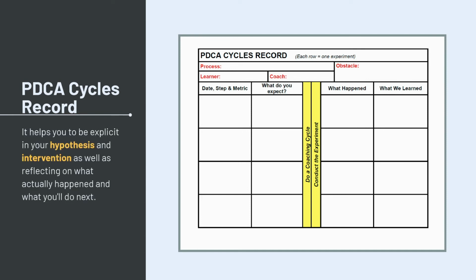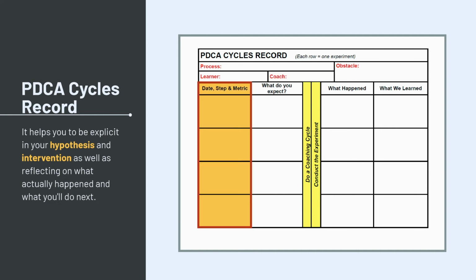It helps you to be explicit in your hypothesis and intervention, being really clear about what you're going to do and what you think will happen as a result, as well as then reflecting on what actually happened and what you'll do next. The process will be easier to manage if you can scope down your experiments to be something small, manageable, and measurable. As you can see, this tool helps do this by first being very clear on the process you're focusing on. It also makes you identify each member of your team and the coach that will help ask clarifying questions along the way.